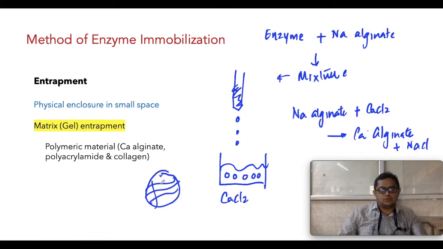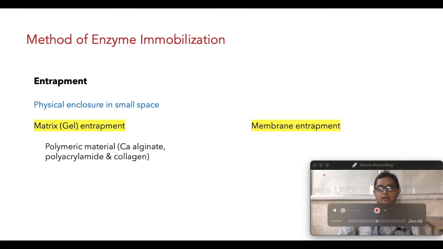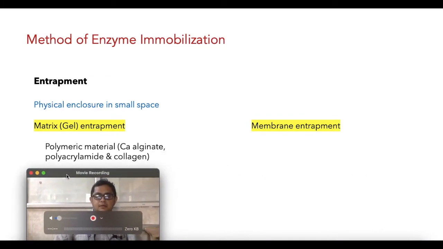and these are the enzymes which are trapped inside. This is how we normally perform calcium alginate based enzyme immobilization. It's generally called the calcium alginate gel entrapment method. So what is the other method for entrapment that we call the membrane entrapment method?